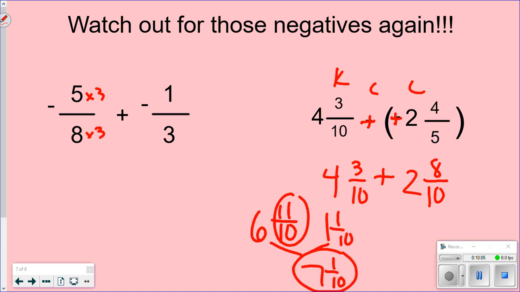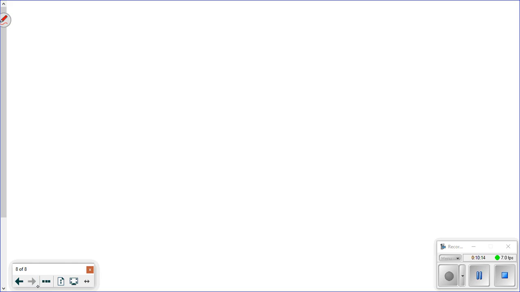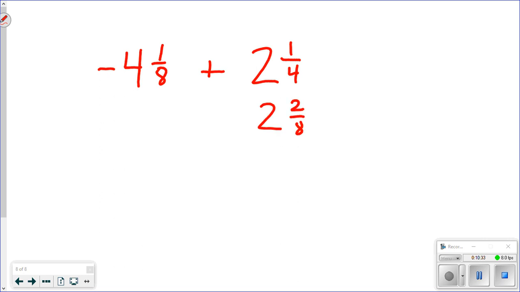So, all right, let's do one more one that has a negative along with it. And I'm going to show you how the improper fraction way is probably the easiest way to do something like this. So, let's say I have negative 4 and 1/8 plus 2 and 1/4. Okay, so let me show you how the improper fraction way is the easiest way for this. First, got to change denominators. I know I can use 8, so this is going to be 2 and 2/8. Okay, plus negative 4 and 1/8.